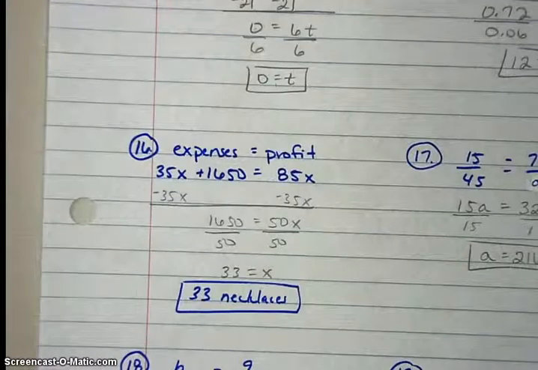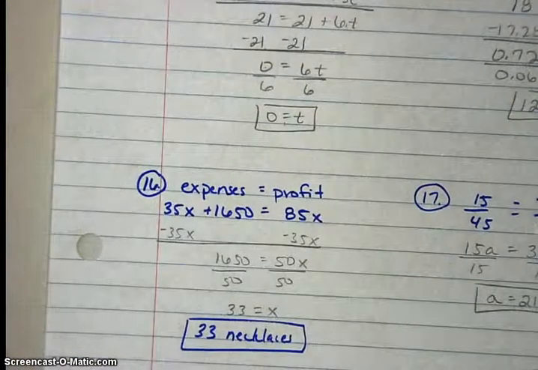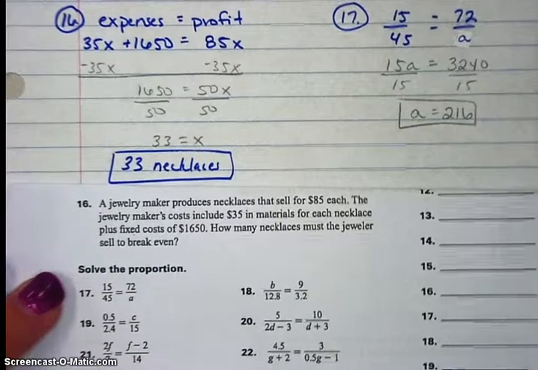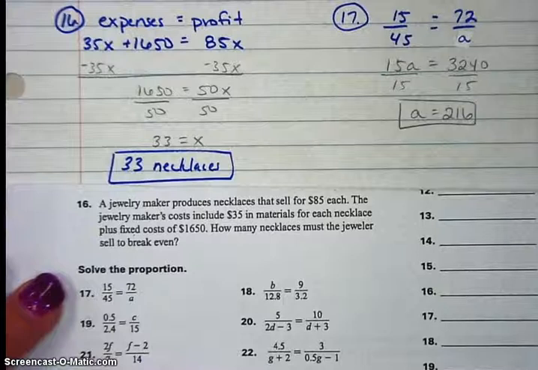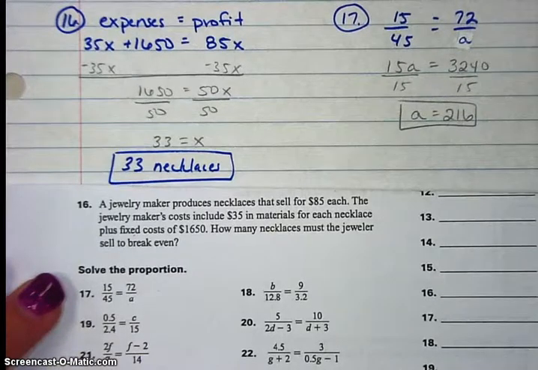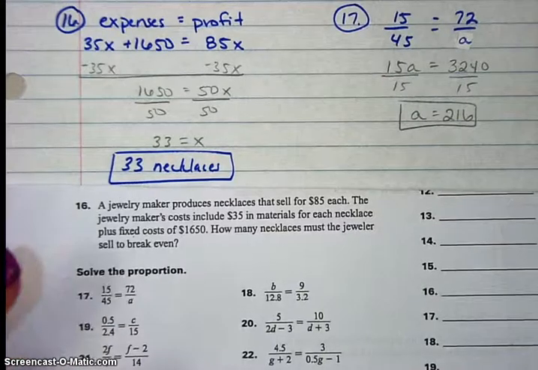Number 16 was a word problem. So let me pull that up real quick. Okay, it says a jewelry maker, right here, produces necklaces that sell for $85 each. The jewelry maker's costs include $35 in materials for each necklace, plus a fixed cost of $1,650. How many necklaces must the jeweler sell to break even?